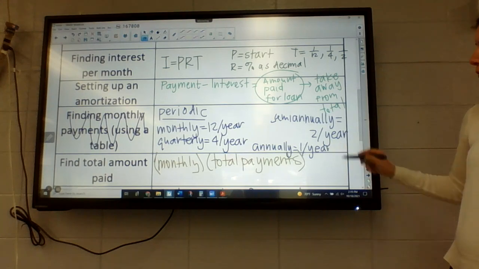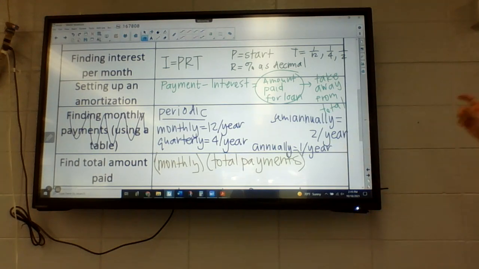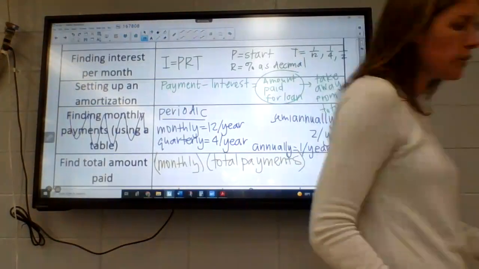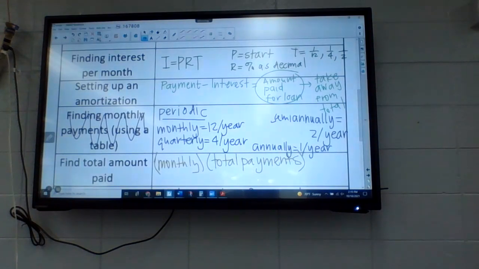Typically, as people, we do the 12 per year, but quarterly, semi-annually, or annually could be like a business or a government agency, something like that is a bigger thing. Personally, we all probably do a monthly. So that's why I'm more drawn to using that word, but the book might not always.